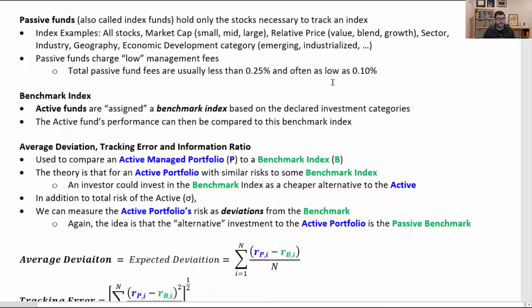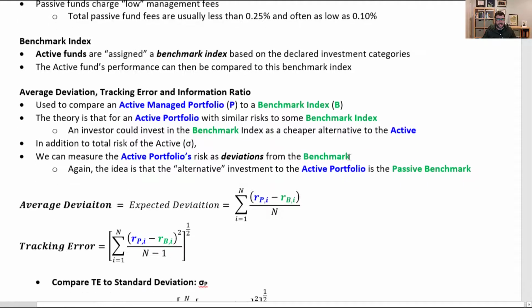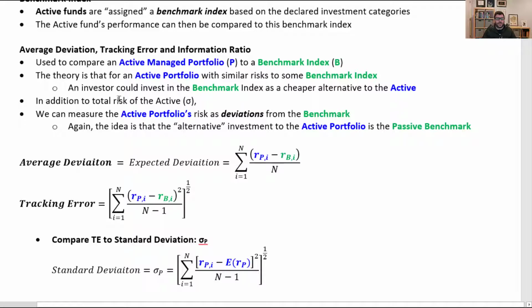Okay, so here's the idea. Active funds are assigned a benchmark index based on the declared investment categories. An active fund's performance then can be compared to this benchmark index. The idea is that I could invest in the active fund, or I could invest using some other vehicle in this passive benchmark index. Let's compare the two. The way we're going to compare the two alternative investments, active versus passive, is to calculate the average deviation, the tracking error, and the information ratio for these pairs of returns. We're going to use this to compare an active managed portfolio to a benchmark index. The theory is that for an active portfolio with similar risk to some benchmark, an investor could invest in the benchmark as a cheaper alternative to the active.